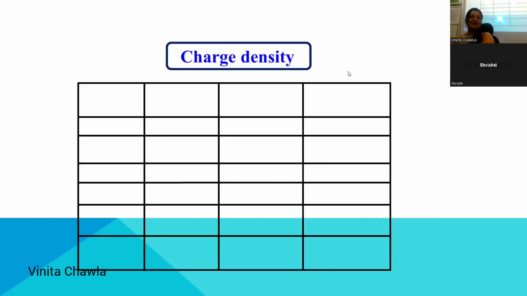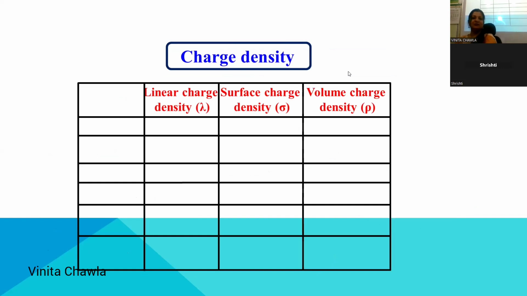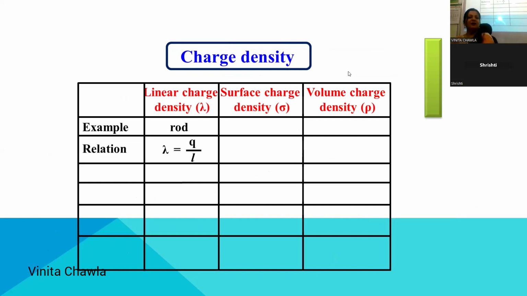So now let's summarize what we have read. We have done three types of charge densities here: linear charge density, surface charge density, and volume charge density. Linear charge density is denoted by letter lambda, surface by sigma, and volume by rho. Examples: if we take a rod, we find linear charge density, and the relation is lambda equal to q by L. What is the unit? Coulomb per meter. Dimensions: L minus 1, I1, T1.